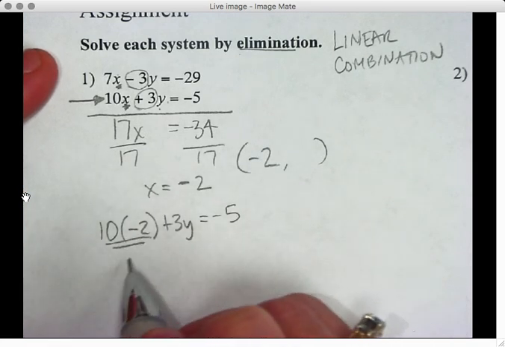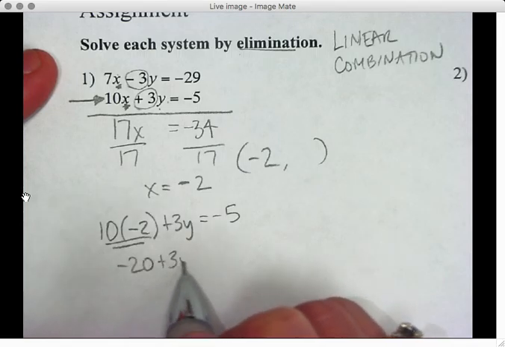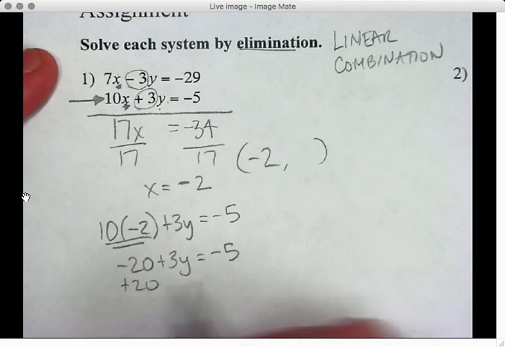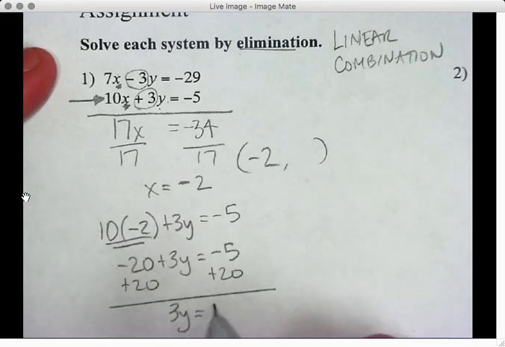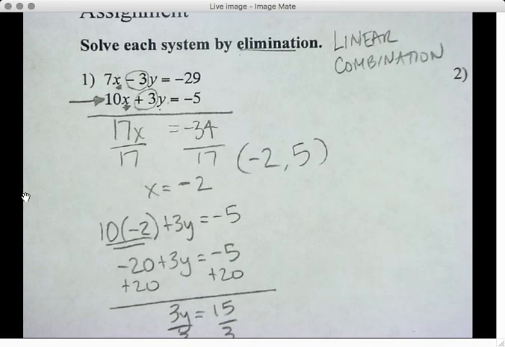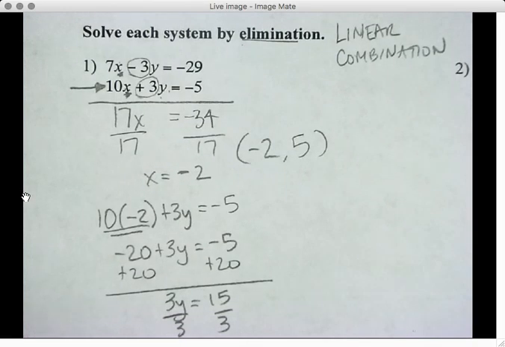So this multiplies to be -20. And then I'm going to add 20 to both sides, right? I'm just solving this equation. And then I divide both sides by 3. And I end up with y equals 5. So there's the answer to my first linear combination problem. It's this ordered pair, -2, 5. Okay, so let's try another one.